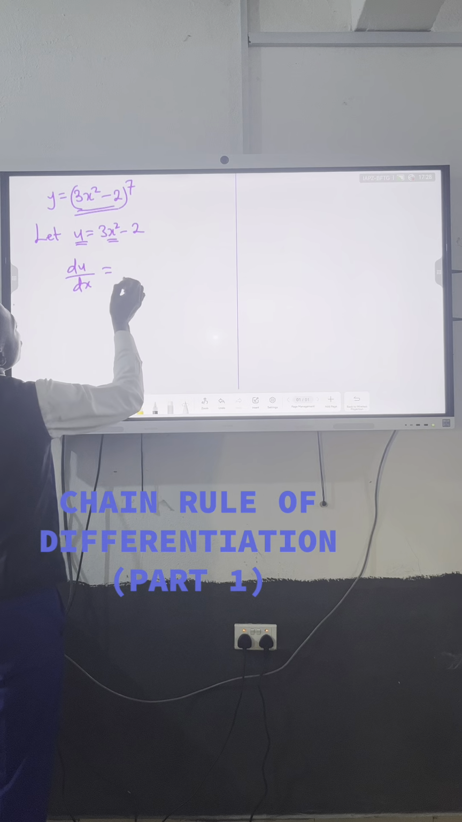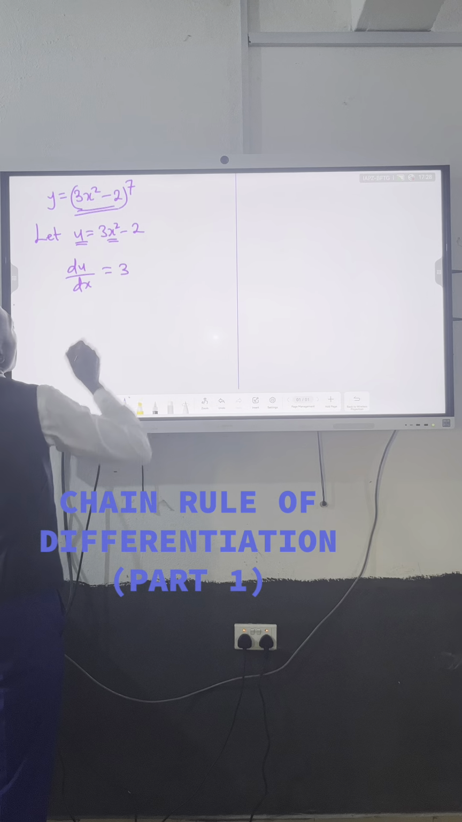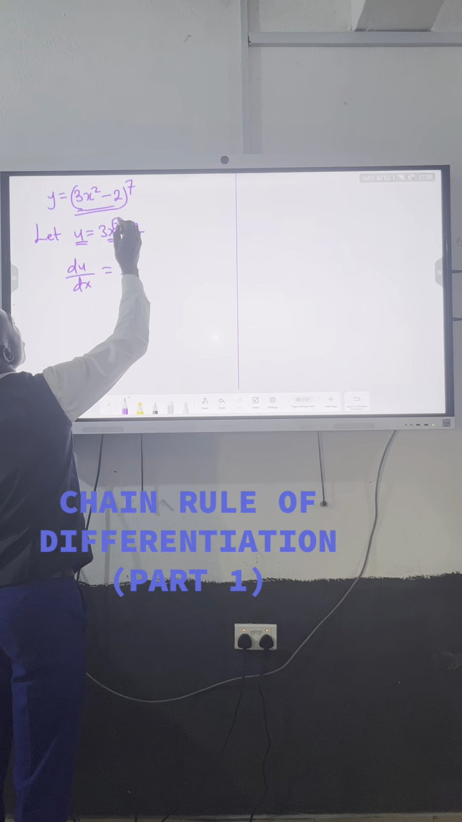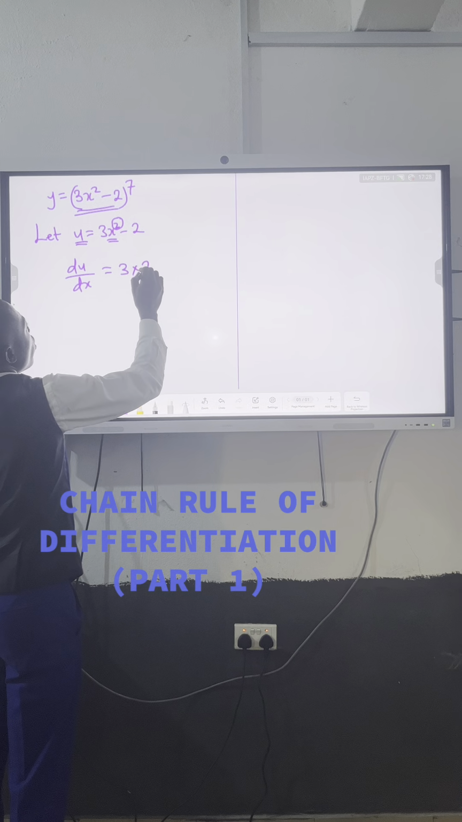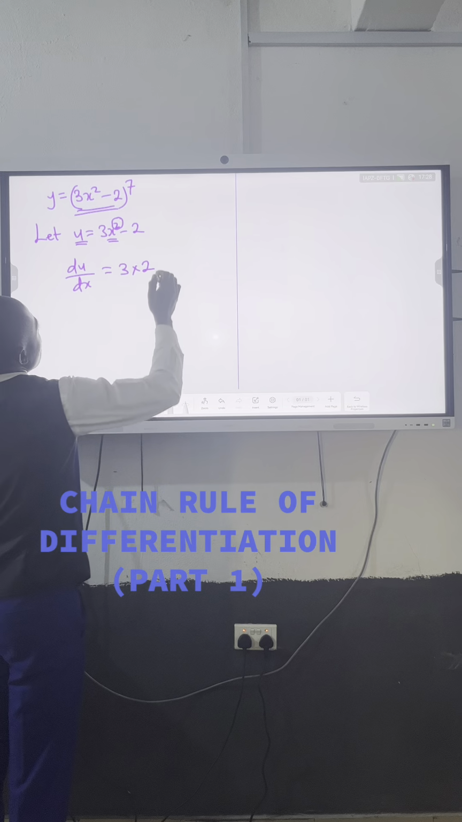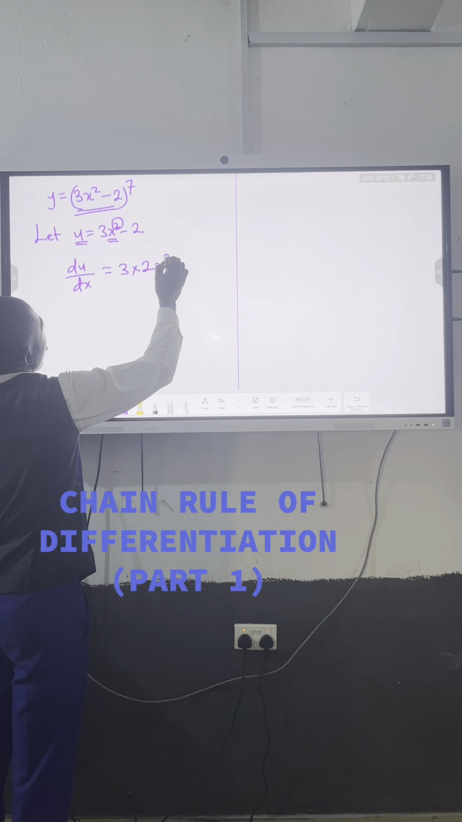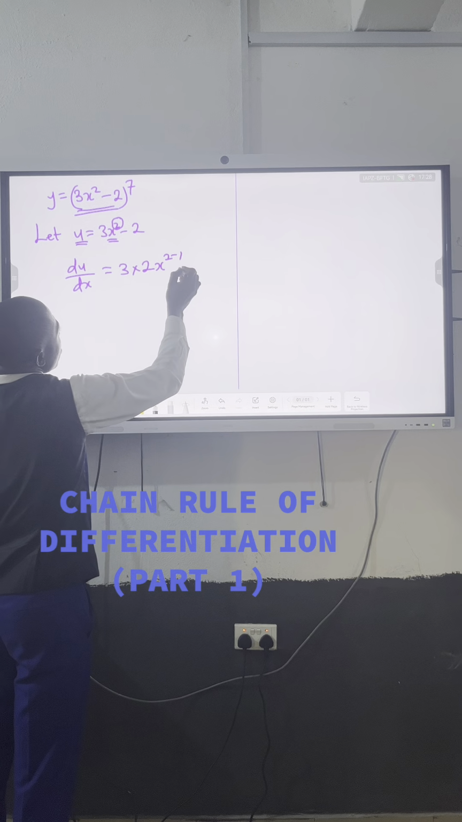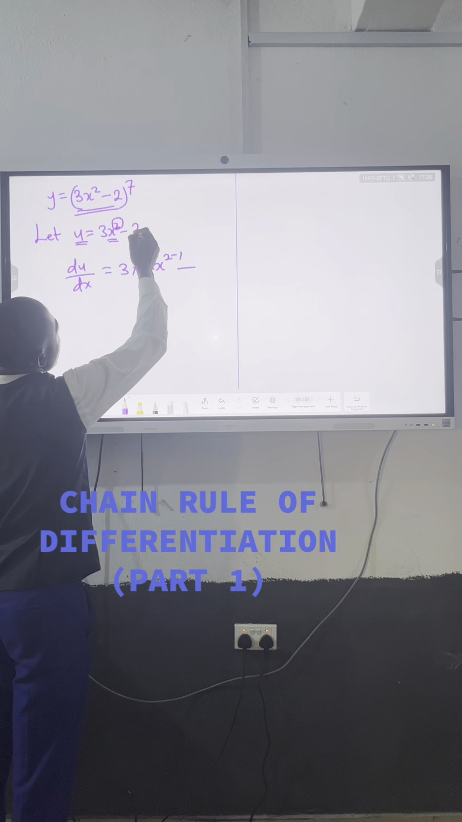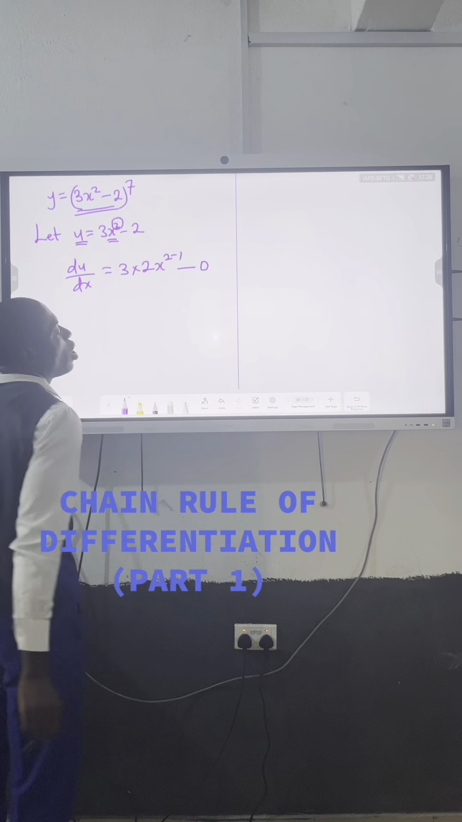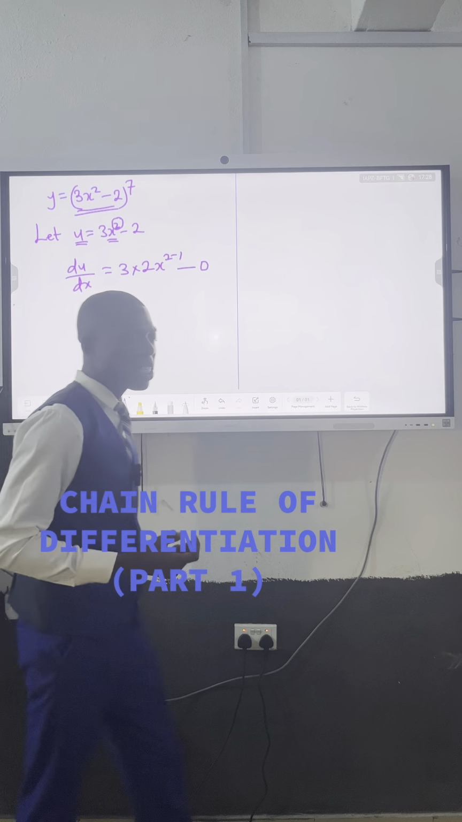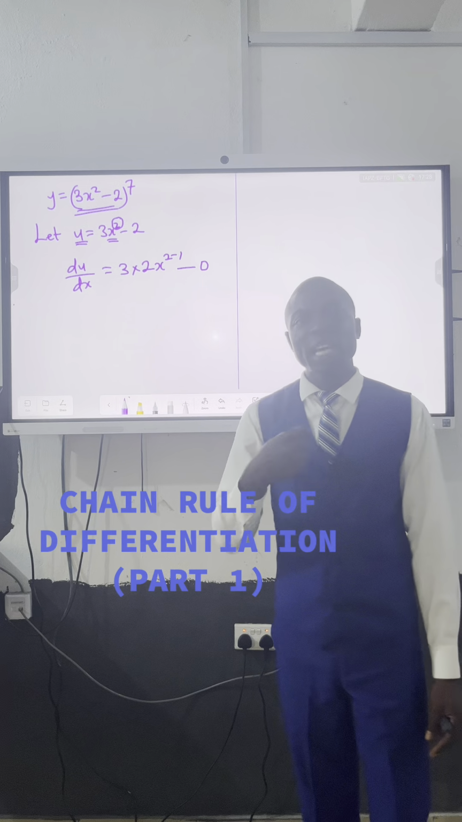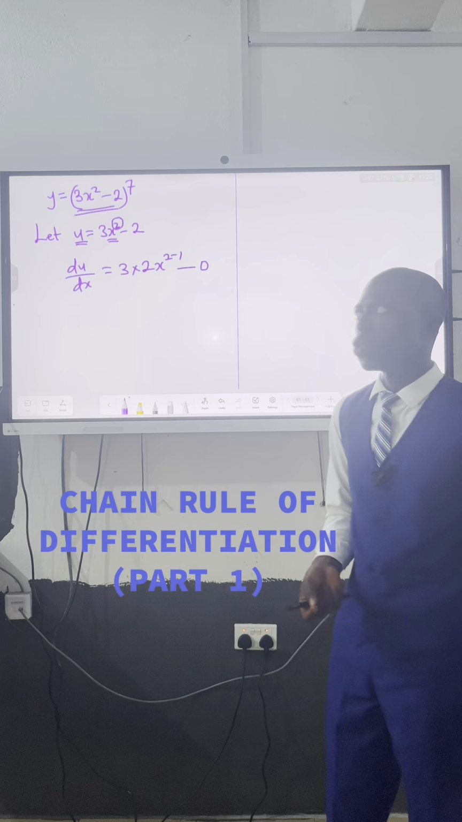If you differentiate this, it's going to be 3, which has been there before. So the 2 will come down to multiply by the 3, and then x raised to the power of 2 minus 1. Then the minus 2 has been there. If you differentiate 2, you get 0. Anytime you differentiate a constant, you get 0. A constant means an ordinary number without any letter of the alphabet attached to it.